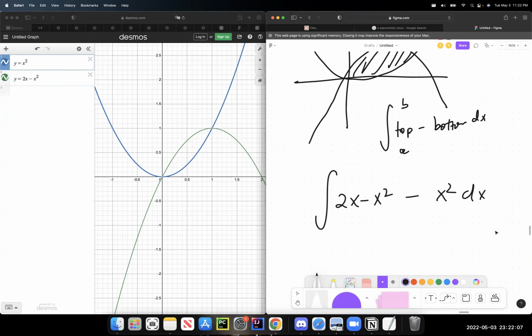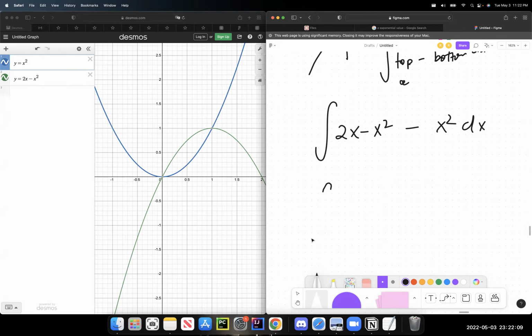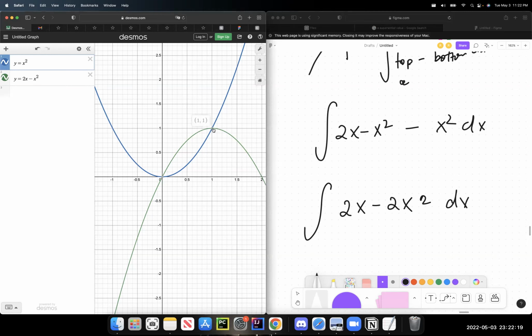Can you simplify before taking the integral? It won't hurt if you can't. It's still going to come out to be the same thing, but you can though, right? Okay, and then you take the integral of this on these bounds, 0 to 1.